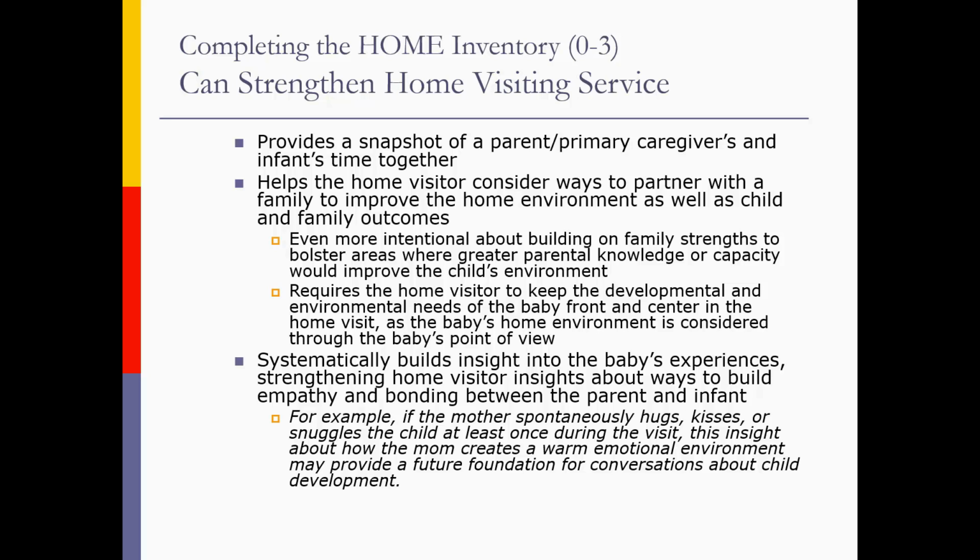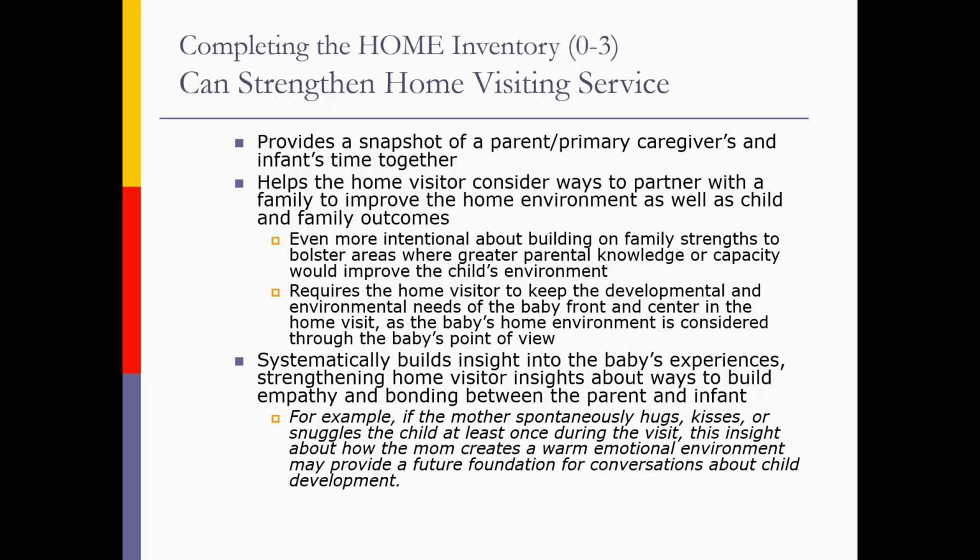Completing the home inventory 0 to 3 is not only good for families, it can really strengthen the home visitor's experiences as well as a professional, because the home can provide a snapshot of the parent or primary caregivers and infant's time together. It helps the home visitor consider ways to partner with a family to improve the home environment as well as child and family outcomes. By being even more intentional about building on family strengths to bolster areas where greater parental knowledge or capacity would improve the child's environment, child outcomes can be achieved.